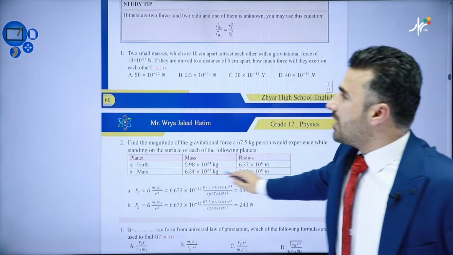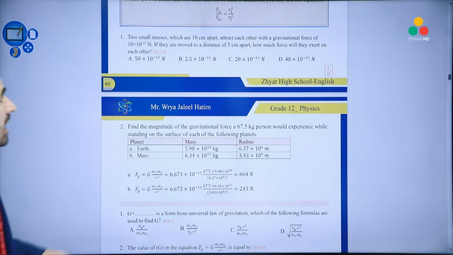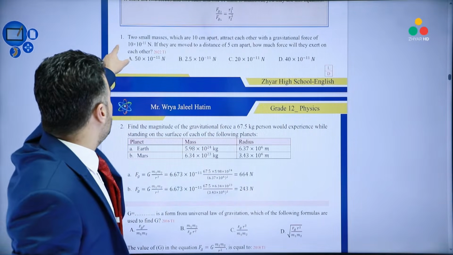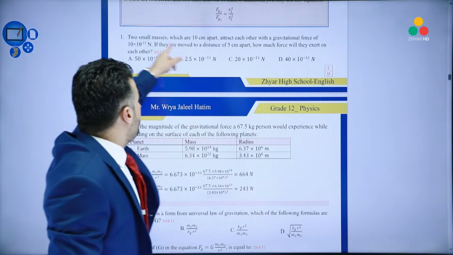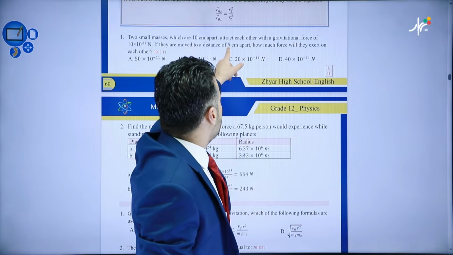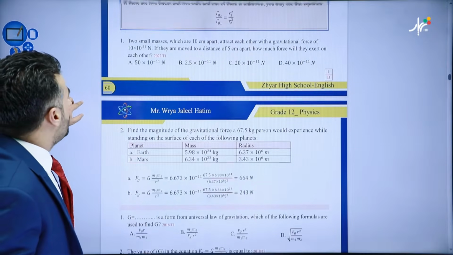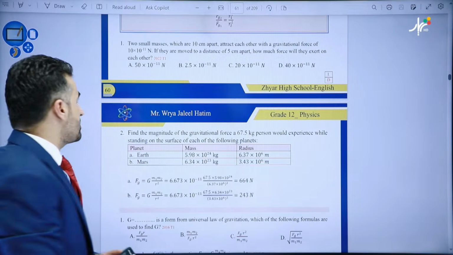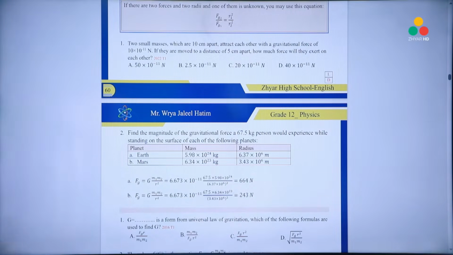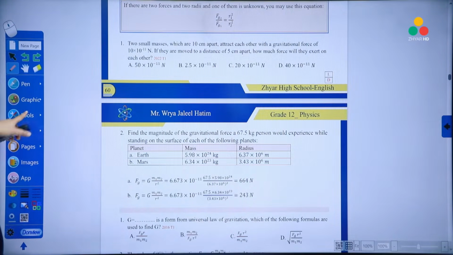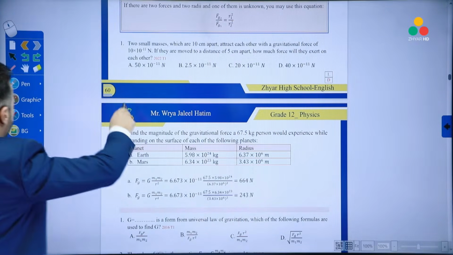One example for that: two masses which are 10 centimeter apart attract each other with a gravitational force of 10 times 10 to the power negative 11 Newton. If they are moved to a distance of 5 centimeter apart, how much force will they exert on one another? You can see it is one of the national exam questions. So let's try to solve this one and see which one is the correct answer.